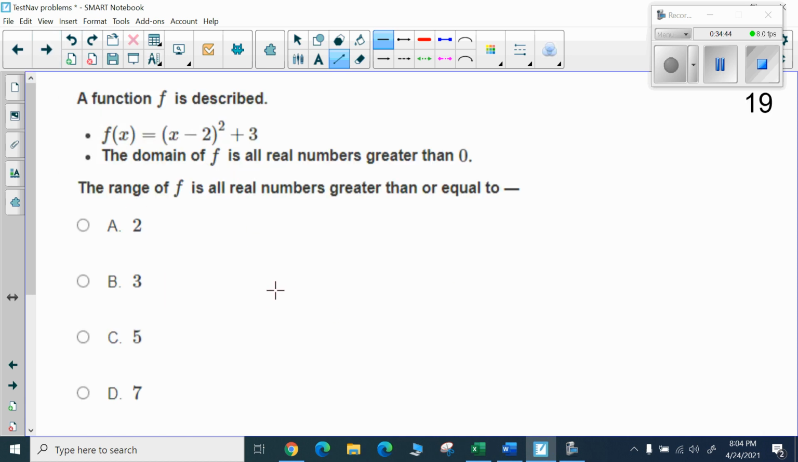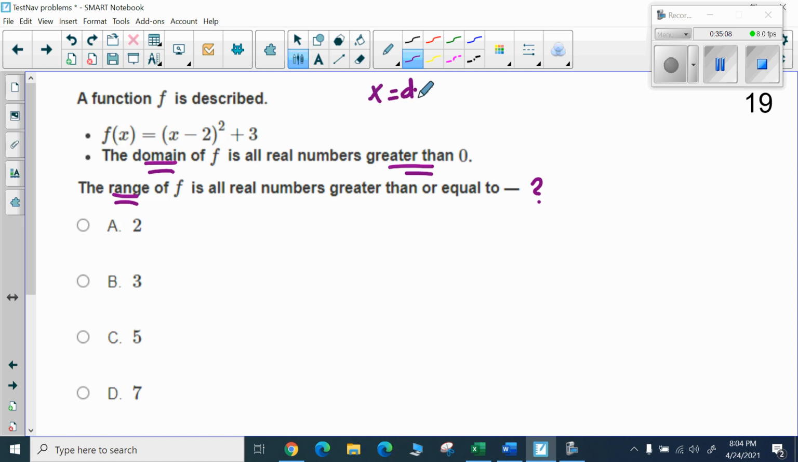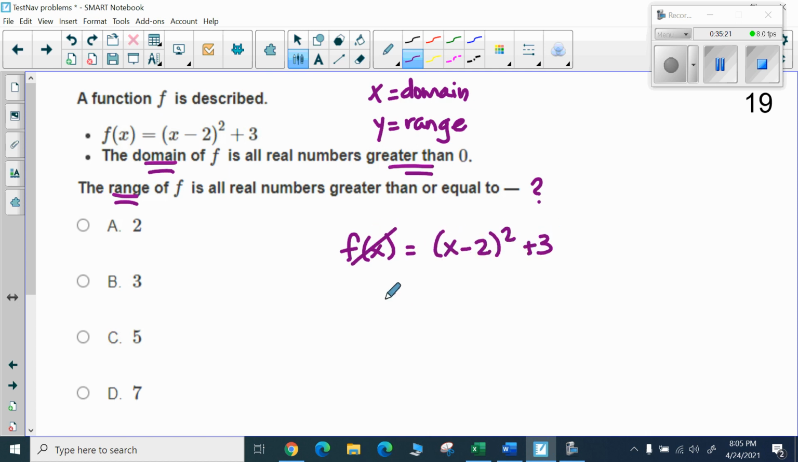Question number 19. A function f is described. So f of x equals (x minus 2) squared plus 3. The domain of f is all the real numbers greater than 0. And they want to know the range is all real numbers greater than or equal to what number. So basically, remember that domain is all the x's and range is the y's. So when you see f of x equals (x minus 2) squared plus 3, you can take this out and put y.